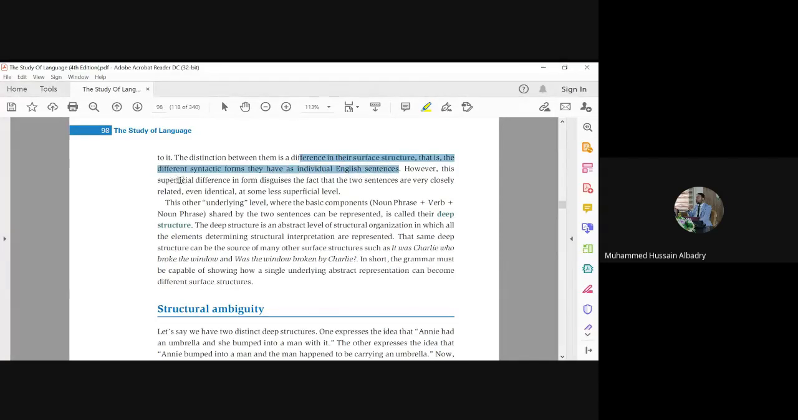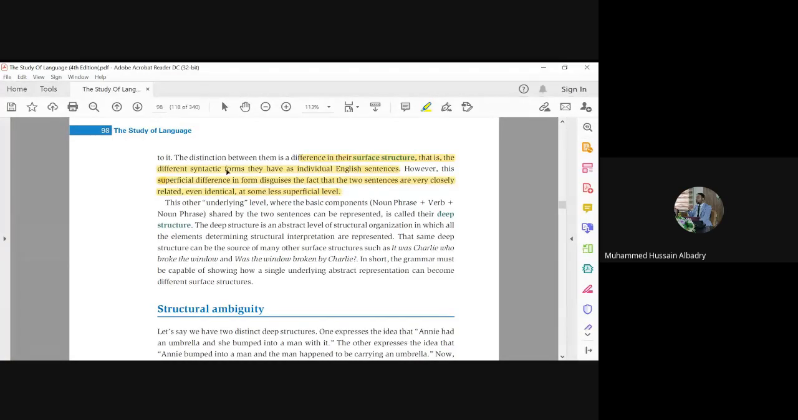However, this superficial difference in form disguises the fact that these two sentences are closely related, even identical, at some less superficial level. Though they are different structures, they are the same, they are related, they give the same meaning. This is what we mean by surface structure.